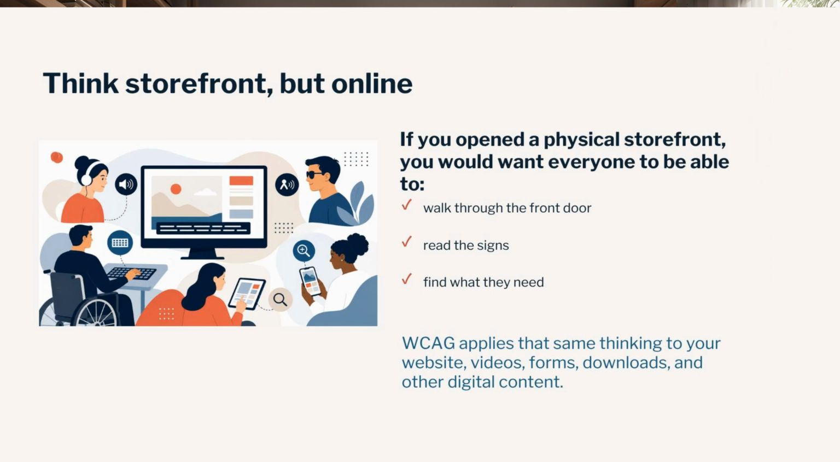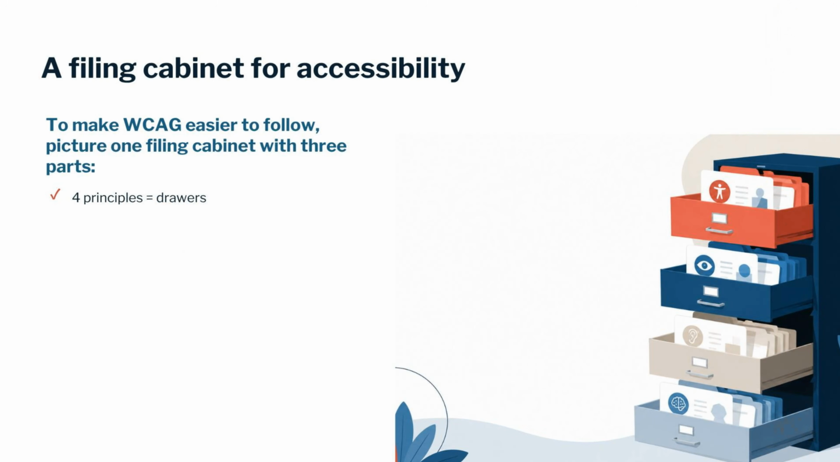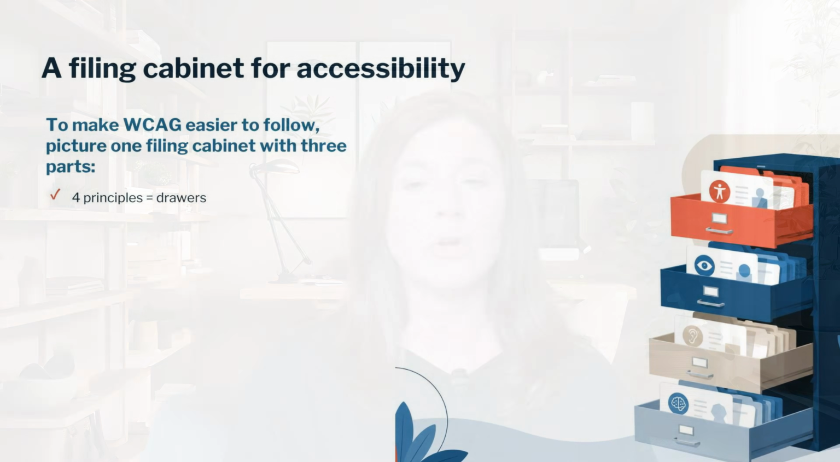Imagine opening a physical storefront. You would naturally want to ensure that absolutely anyone could walk through the front door, read your signs, and find what they need. WCAG takes that exact same thinking and applies it directly to the web. To make WCAG easier to understand, we're going to think of it as a filing cabinet with three main parts. We start with the 4 core principles, which are our drawers.